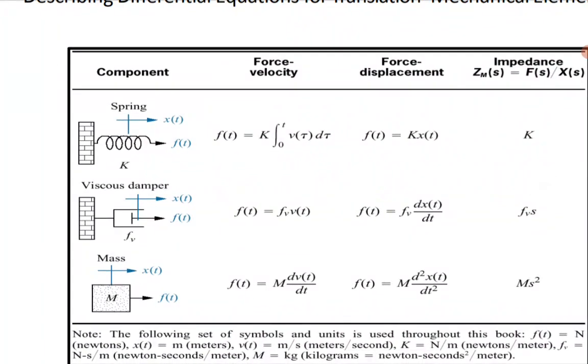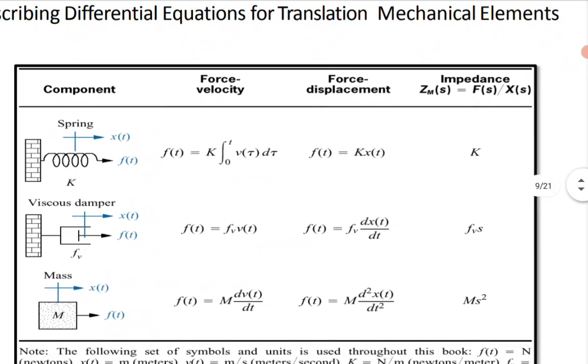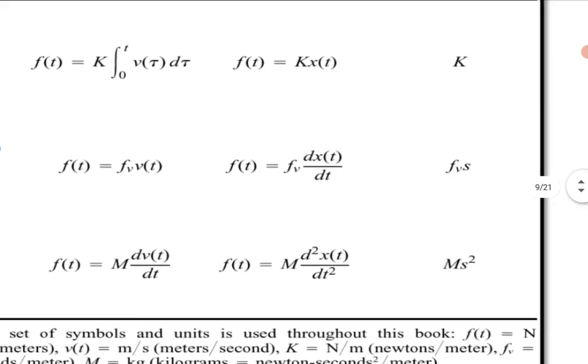Viscous damper, that will dampen the system. Here, F suffix V is the viscous damper constant, F of t is my exerted force and x of t is obviously the respective displacement for the same. So the force-velocity relationship is F of t is equal to F suffix V, the viscous constant or coefficient, into V of t. Force-displacement is F of t is equal to F suffix V times dx of t by dt, and impedance is F suffix V into S.